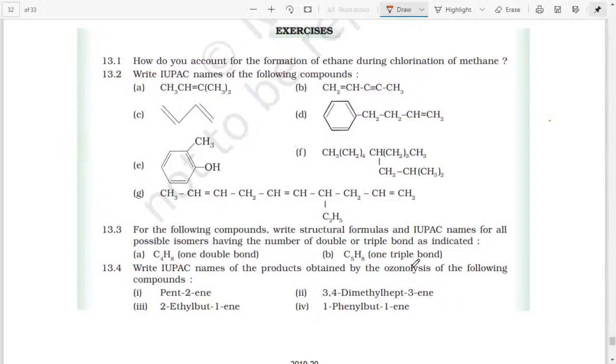Dear students, we are going to solve all these question answers from this NCERT book, which are very important with respect to your board exams and JEE and NEET exams.